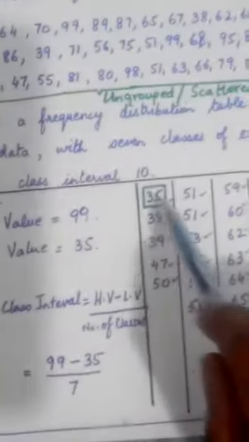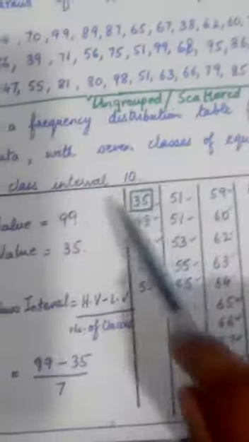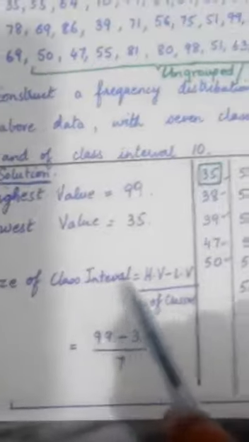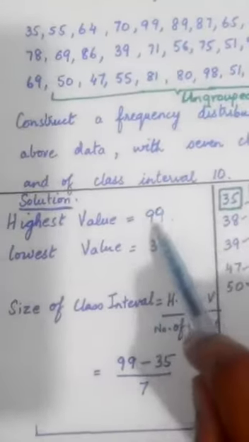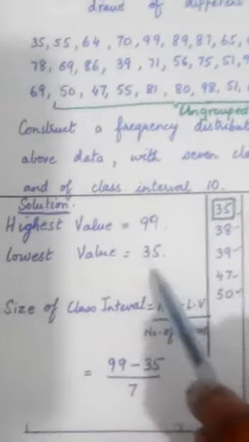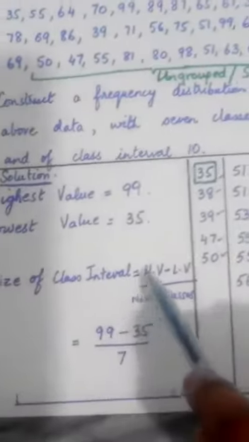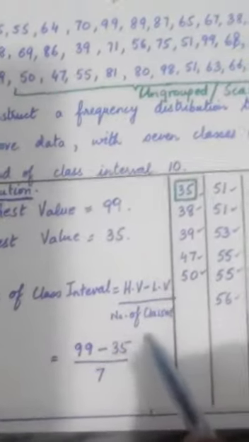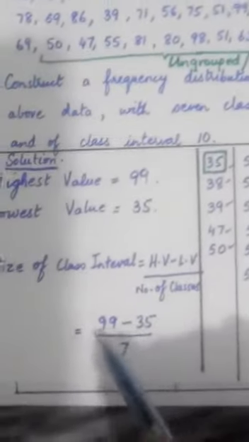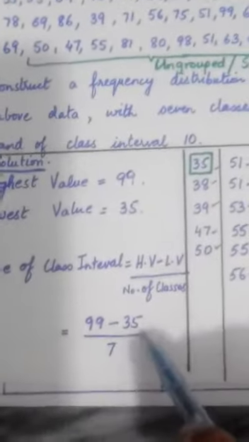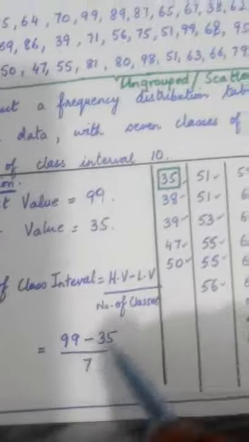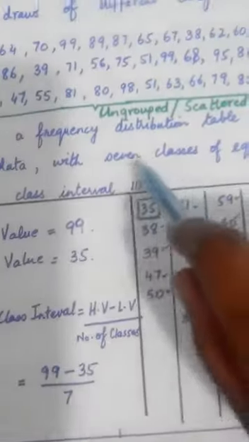As you can see here in the data, I have made a box around the lowest value, that is 35, and the highest value, that is 99. Now to find the size of the class interval, you should know the highest value, 99, and the lowest value, 35. According to the formula, the size of class interval is the highest value minus the lowest value divided by the number of classes. So highest value 99, subtract 35 and divide by 7, because 7 is already given in the question that there are 7 classes of equal size.